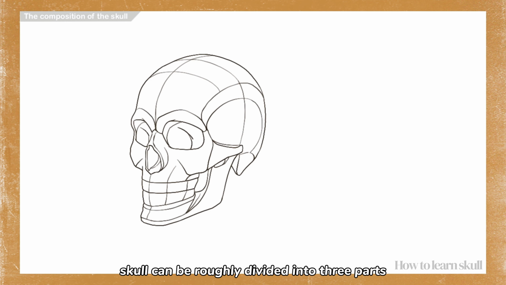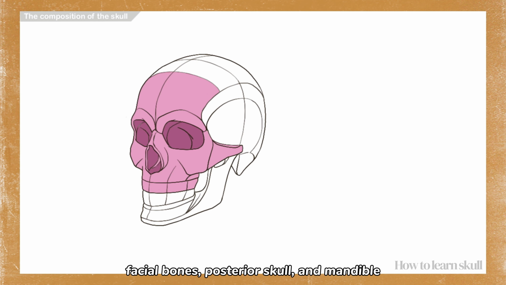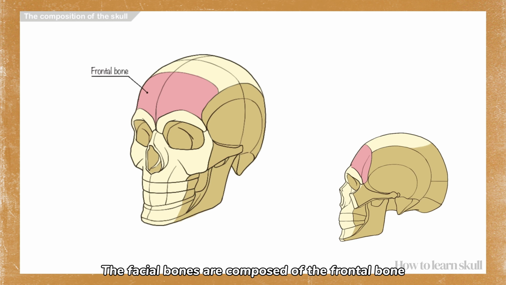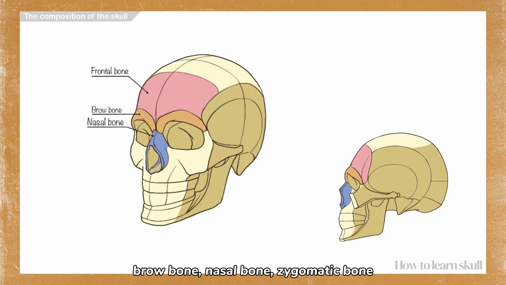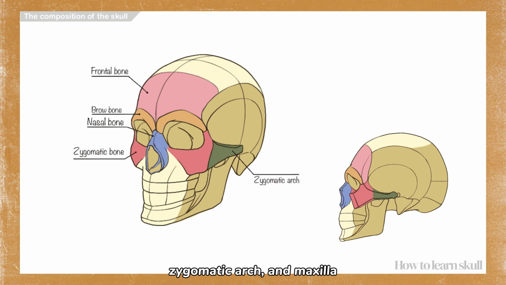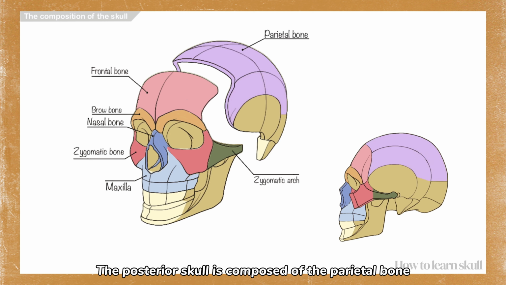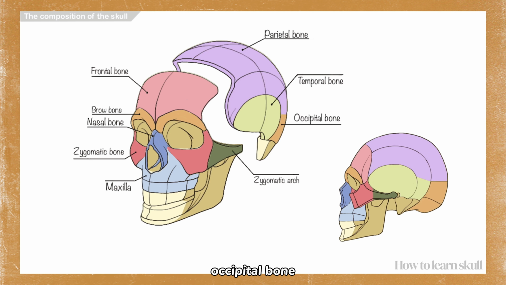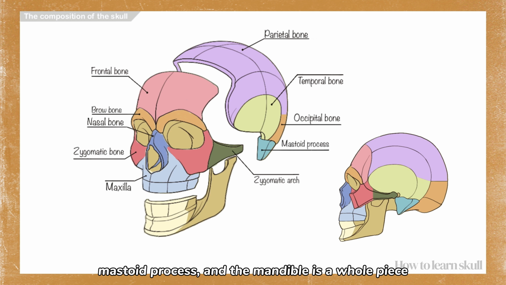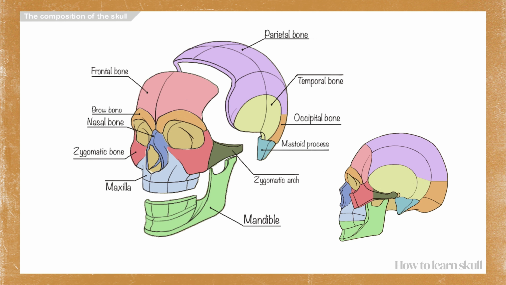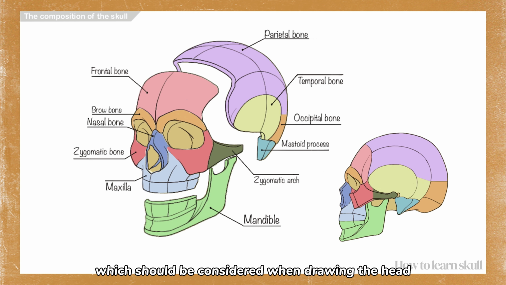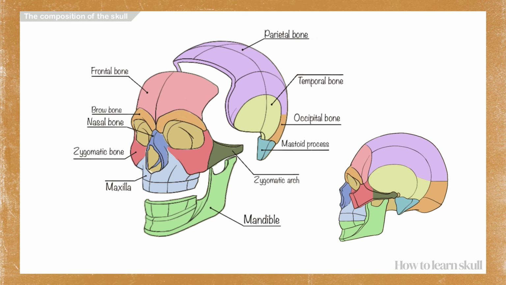Part 2. The composition of the skull. I have said above that the skull can be roughly divided into 3 parts: facial bones, posterior skull, and mandible. The facial bones are composed of the frontal bone, brow bone, nasal bone, zygomatic arch, and maxilla. The posterior skull is composed of the parietal bone, temporal bone, occipital bone, mastoid process, and the mandible is a whole piece. The above are the more important parts, which should be considered when drawing the head.